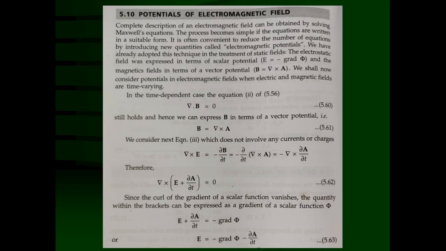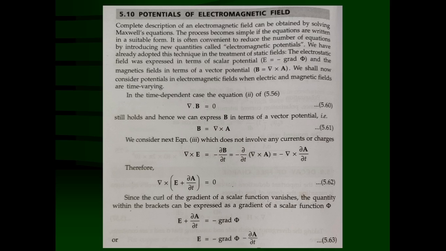Next topic which we are going to study is 5.10, potential of electromagnetic fields. What is the potential? You have already studied the potential. The amount of work done to move a charge from one particular point to another particular point is called the potential difference, that is Vba. Or you can say that bringing 1 coulomb charge from infinite distance to a distance d, the amount of work done is called the potential with respect to infinite distance. This is the way the potential was defined.